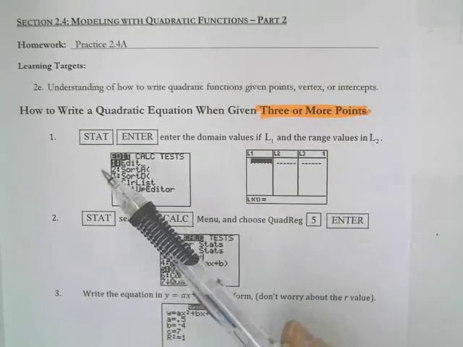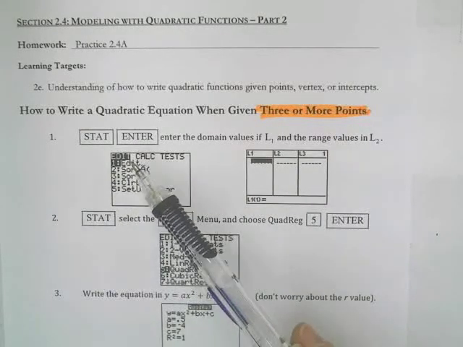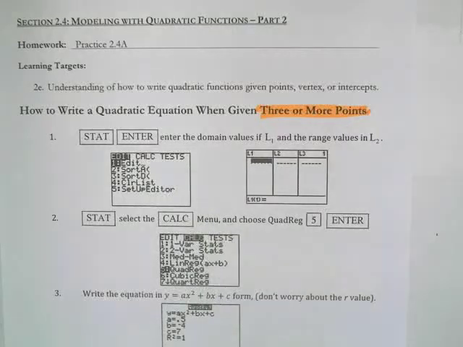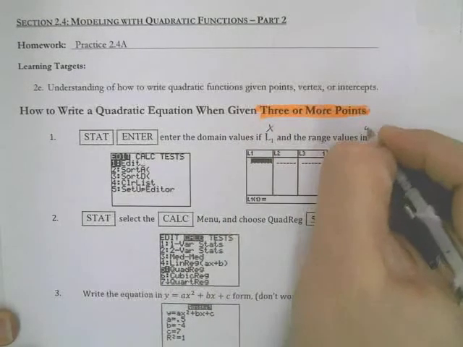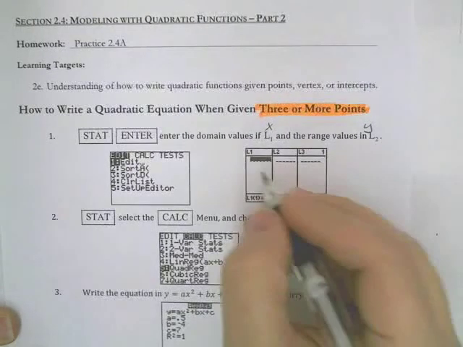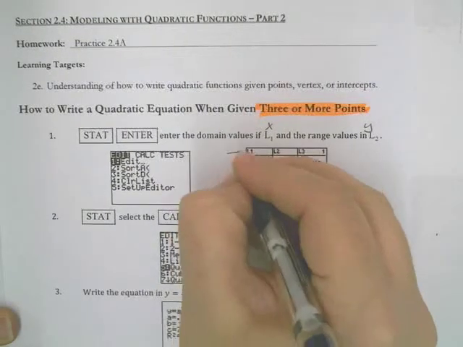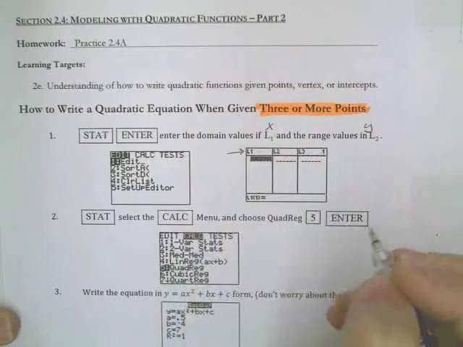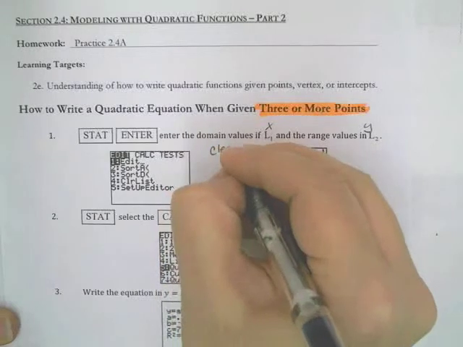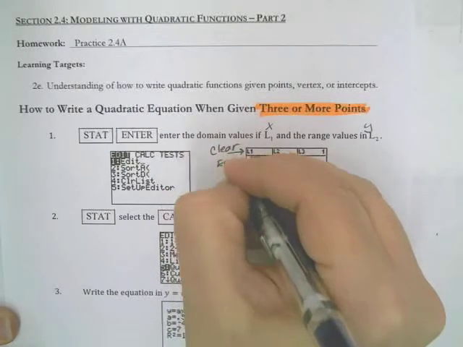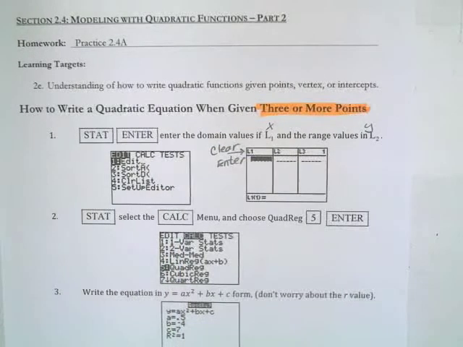You hit stat, enter, you put your domain in L1 and your range in L2, so this is your X and this is your Y. Remember, if there's numbers in here, you highlight L1 and hit clear and enter. Do not hit delete. You want to hit the button that says clear. There's a difference. So you have to highlight L1 and hit clear and enter.